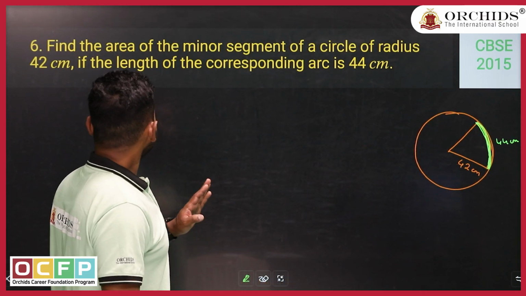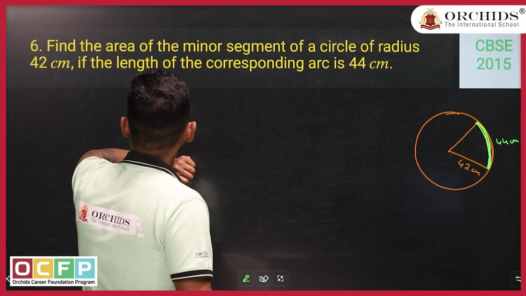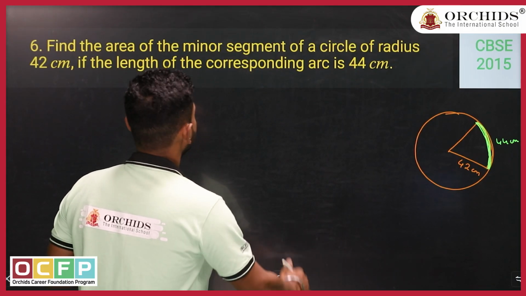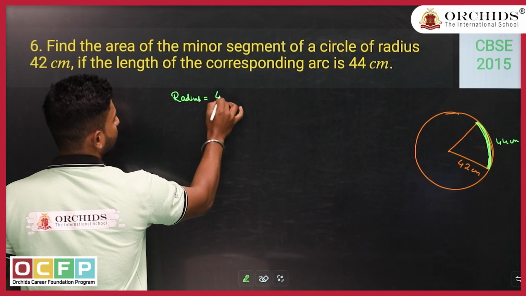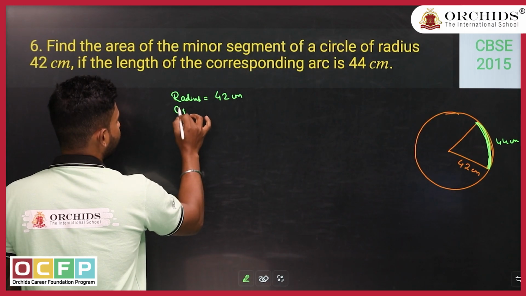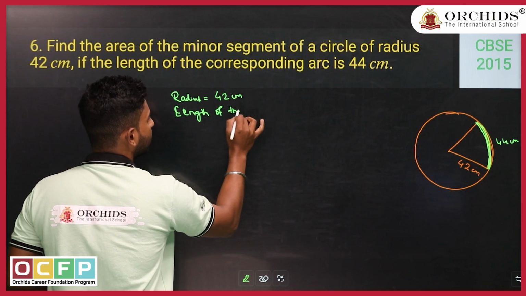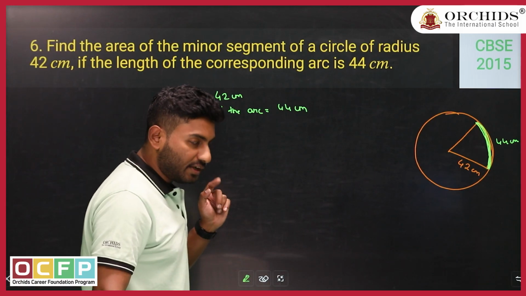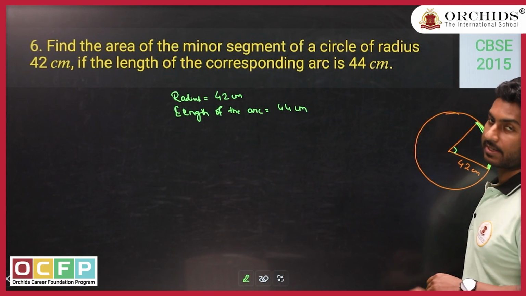Yes. So first of all, from this given information, can I find out something? Let's see what I can find. The radius is 42 centimeter. Not circumference, we can say the length of the arc. The length of the arc is 44 centimeter. Now from this given information, can I find out the angle? What is the angle subtended by the arc?